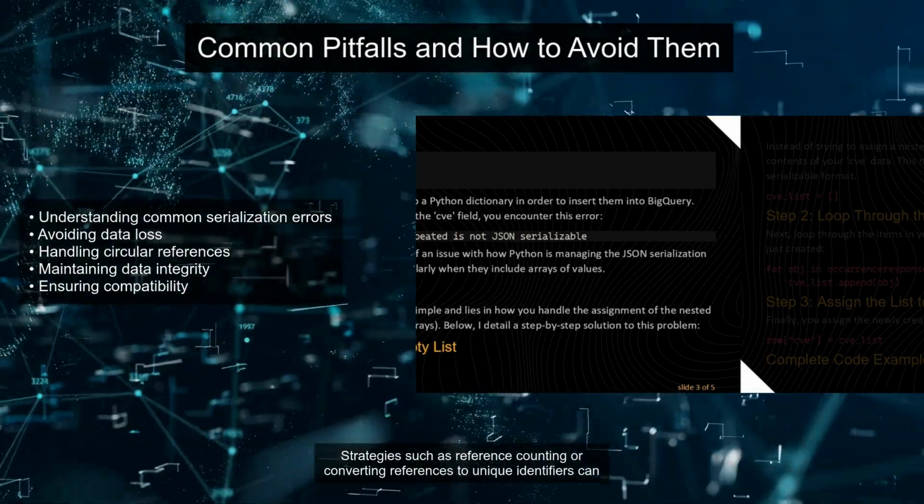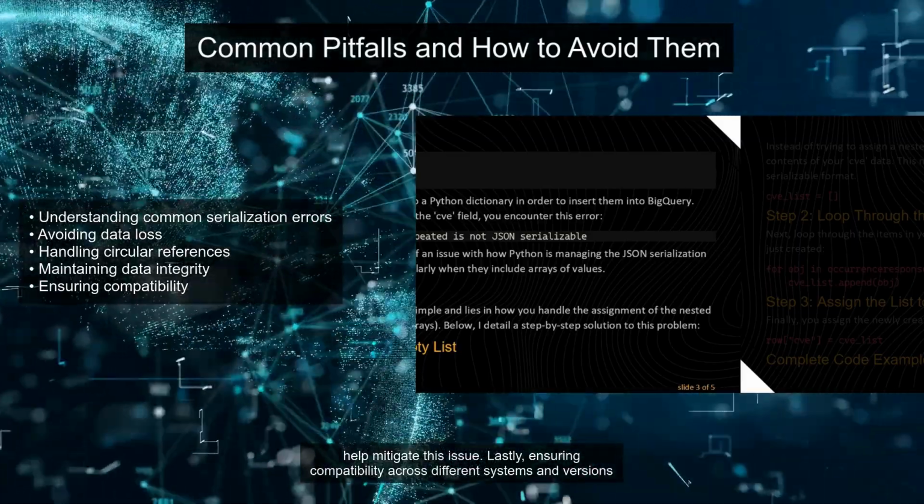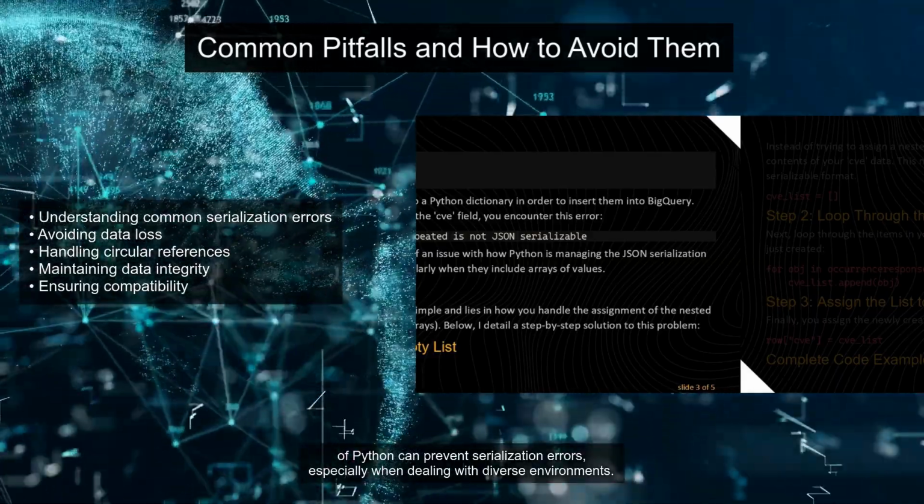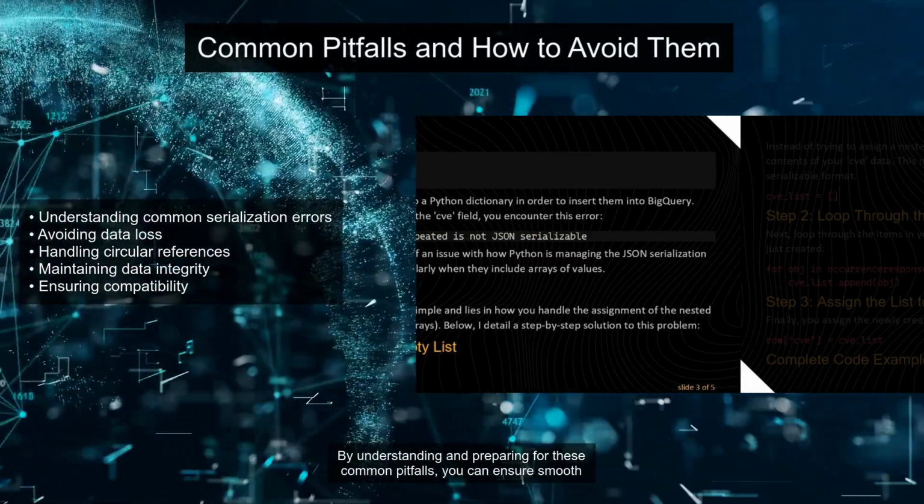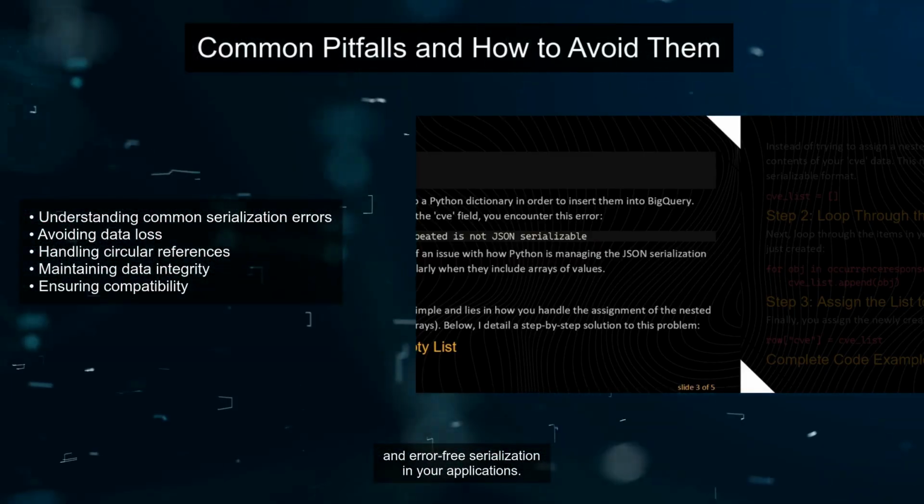Strategies such as reference counting or converting references to unique identifiers can help mitigate this issue. Lastly, ensuring compatibility across different systems and versions of Python can prevent serialization errors, especially when dealing with diverse environments. By understanding and preparing for these common pitfalls, you can ensure smooth and error-free serialization in your applications.